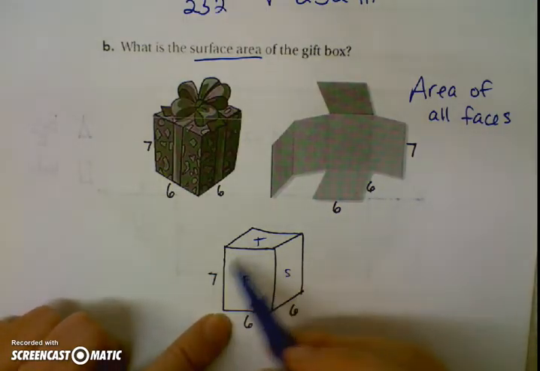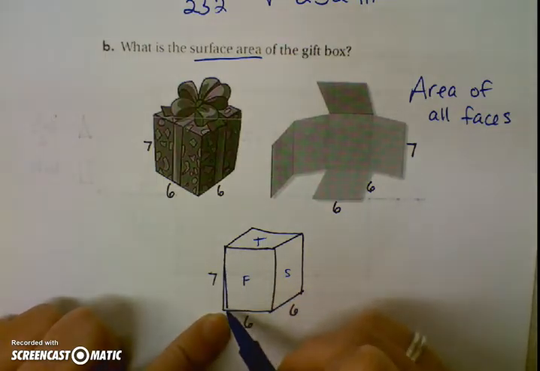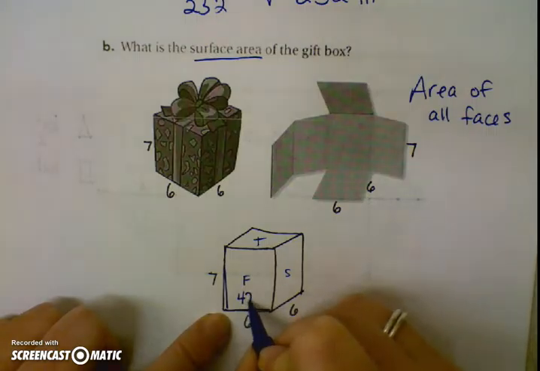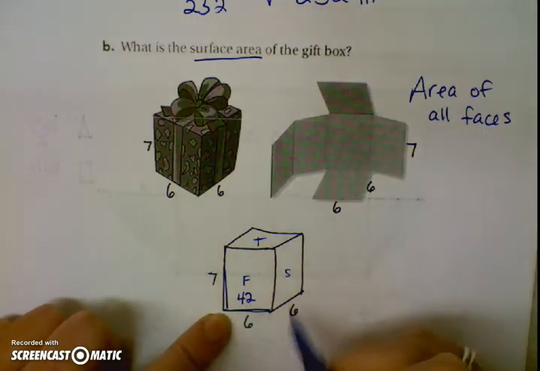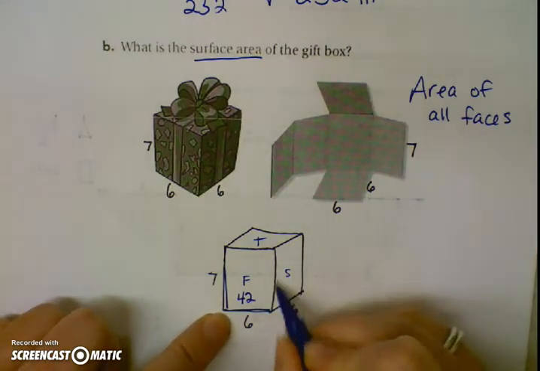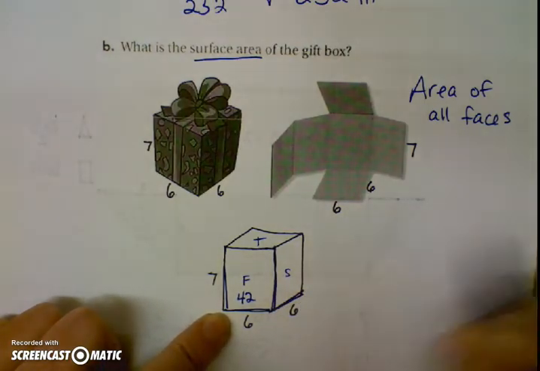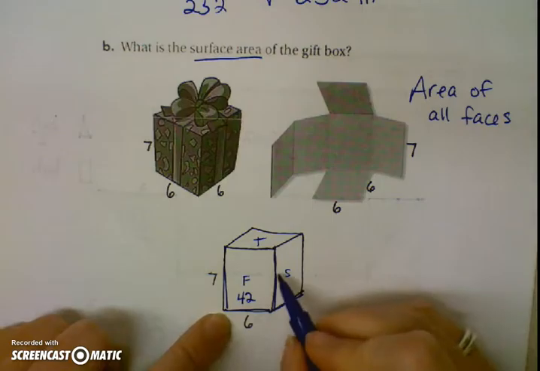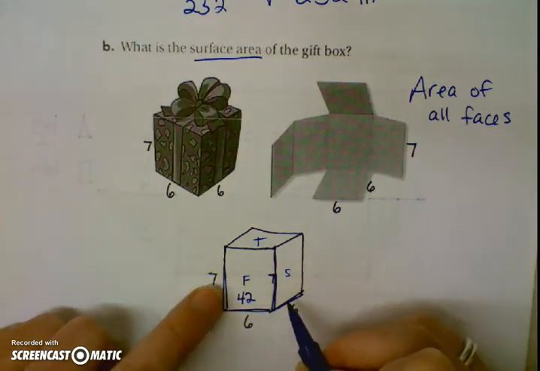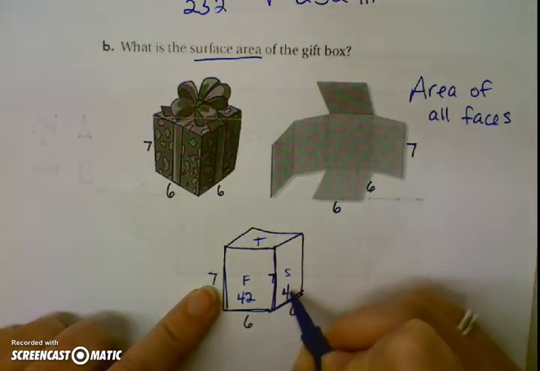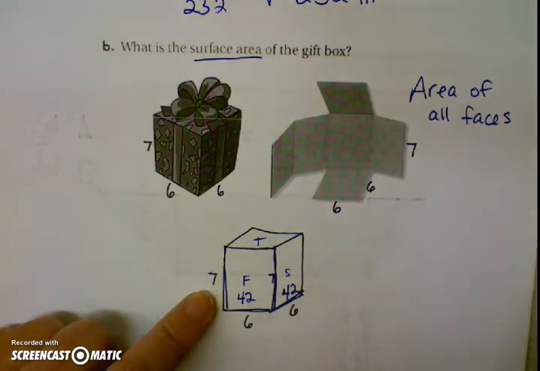So looking at the front face is 7 by 6. So I know that that area is 42. Looking at the side face, I can see that that rectangle is also 7 by 6. I can tell that this is 7 because the opposite side of the rectangle is 7. So the area is also 42.